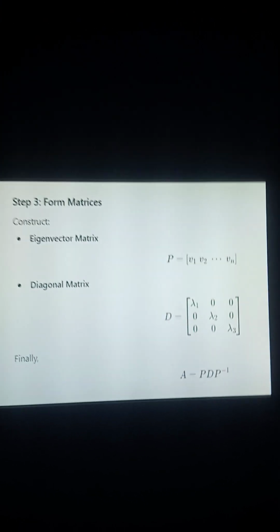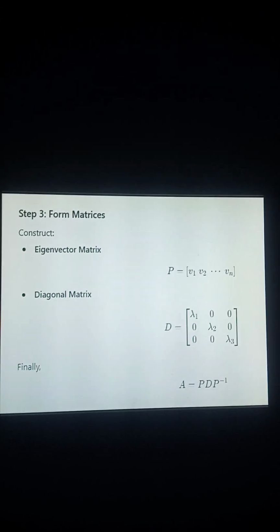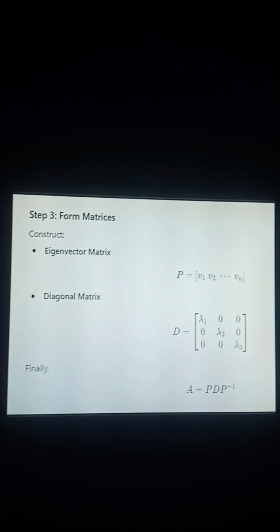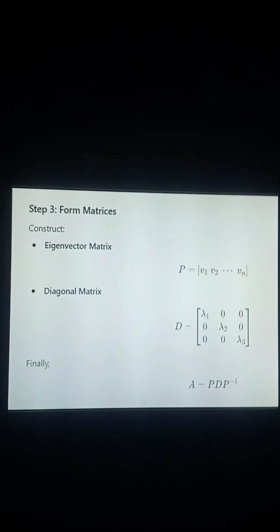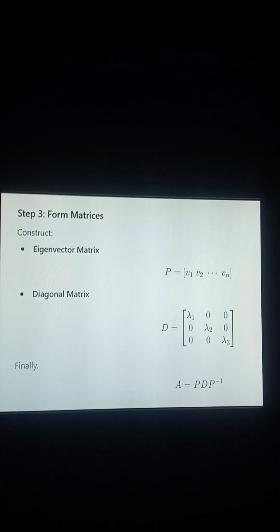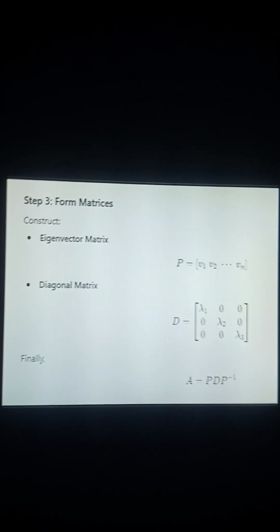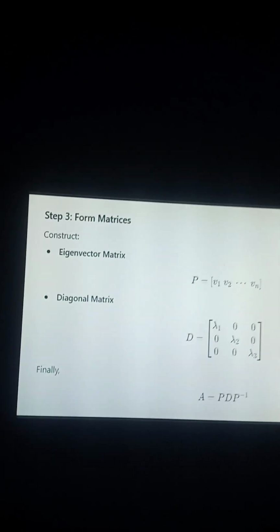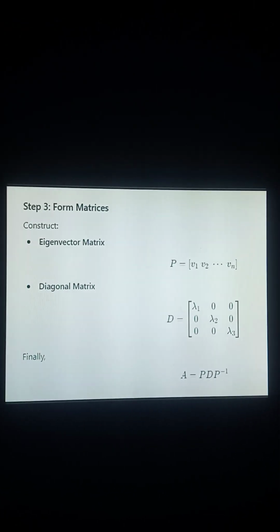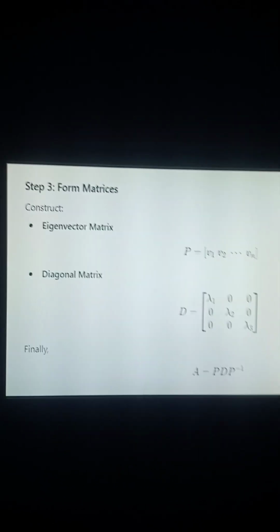So finally you will get like this. P is equal to v1 v2, and for D, lambda 1 and lambda 2 will be the diagonals. Finally we will get the form A is equal to P D P inverse. So it will decompose and be rewritten like that. We'll discuss it with an example.